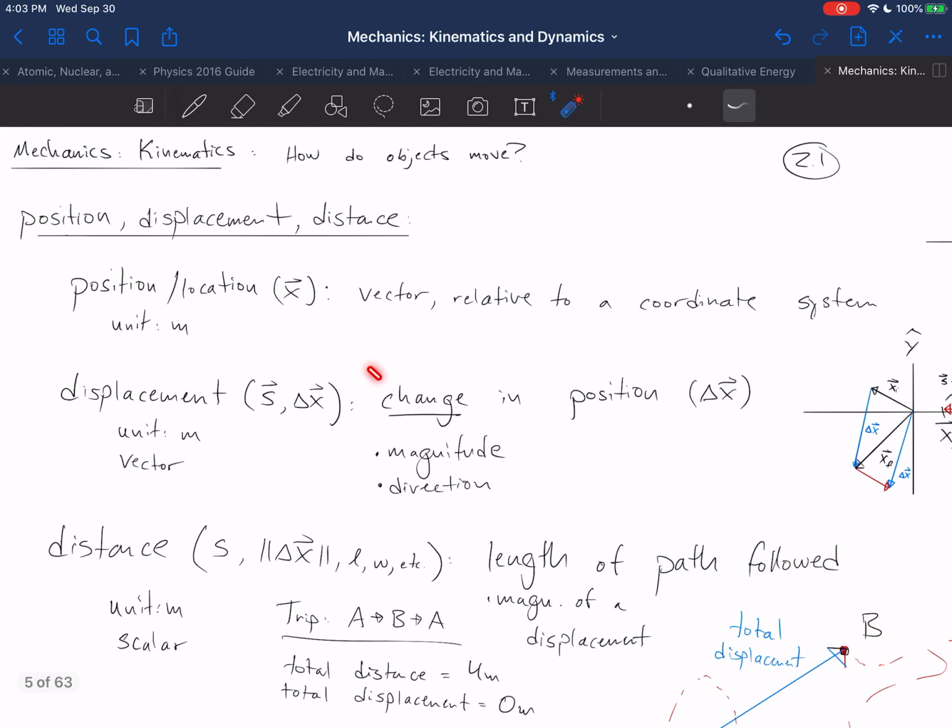I want you translating displacement as the change in the position in your head. The unit of displacement is the meter, and it is a vector quantity. It has both magnitude and direction.